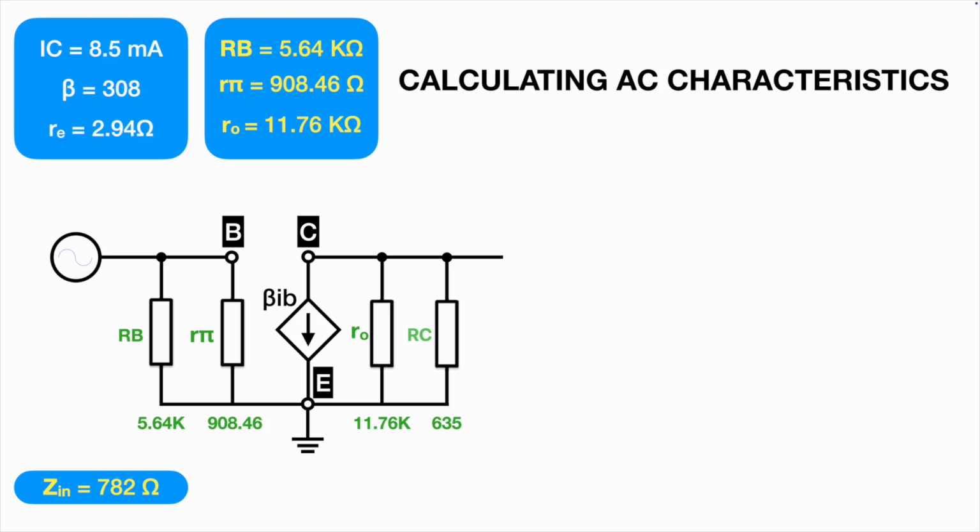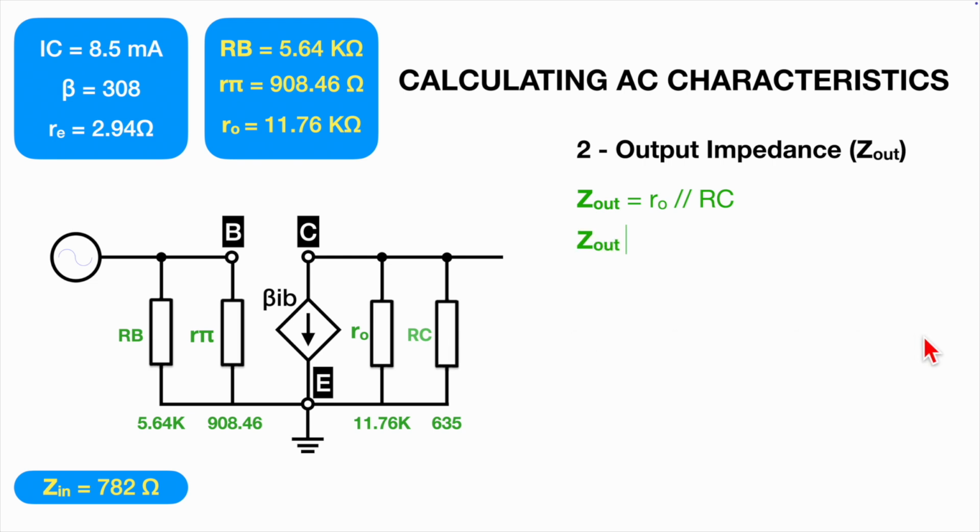Right, let's look now, secondly, at the output impedance. And actually, again, drawing it like this, it's much more logical. The input impedance we've just seen is this resistance in parallel with this resistance. So it's perhaps not surprising, the output impedance is this resistance, R sub O, in parallel with this resistance, our collector resistor. So that means we've got 11.76K in parallel with 635.